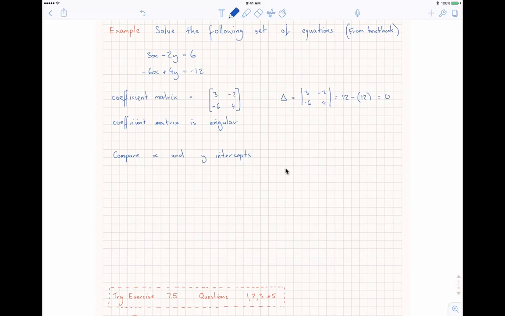The determinant doesn't exist. It's singular. There is no inverse, so we can't proceed with the method that I just taught you. In other words, we are going to have to compare the x and y intercepts.